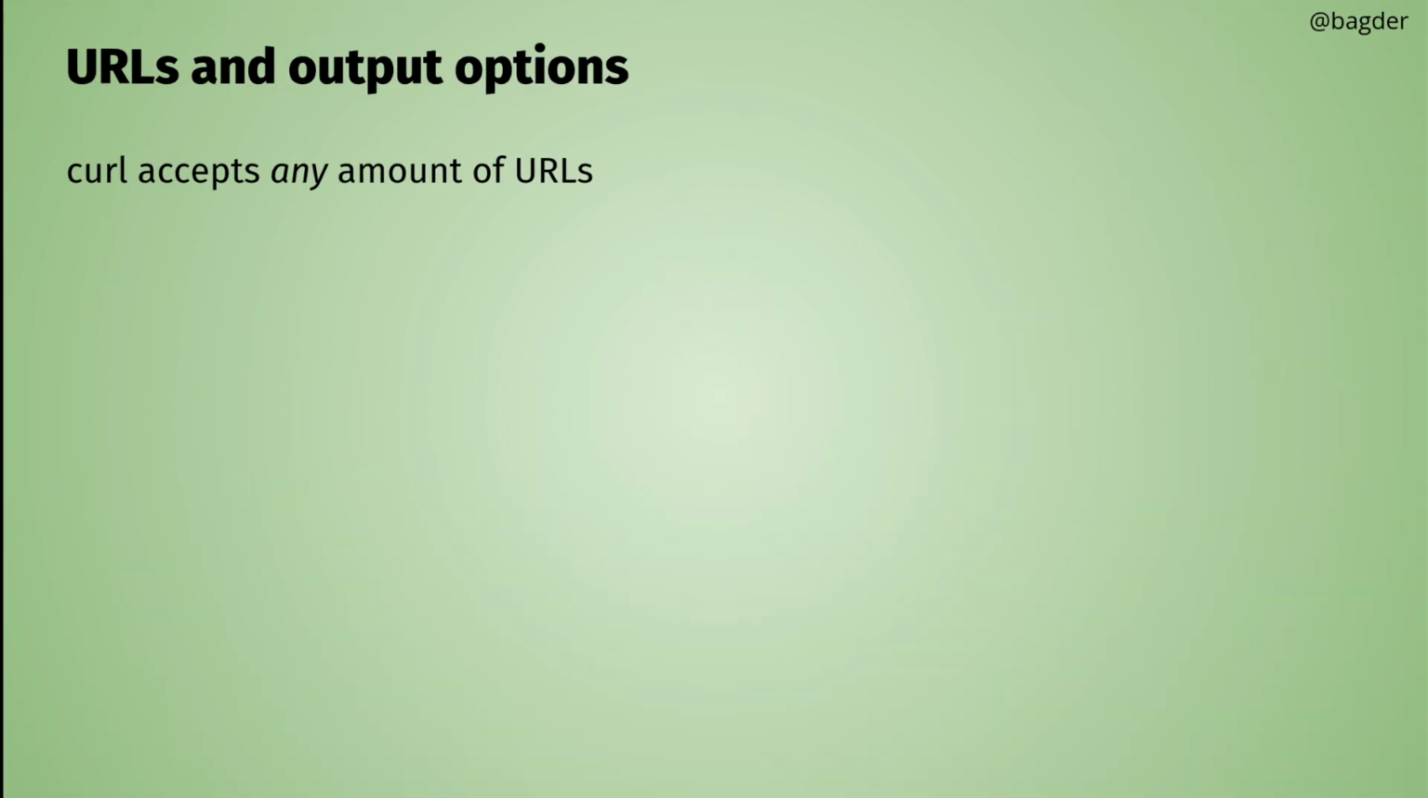Anyway, so you provide options and URLs to curl, right? Curl and a number of options and a number of URLs. Any amount of URLs. Yes, it really means there's no limit to the number of URLs you can provide to curl. It might be a bit impractical at some point, but it's not up to curl to set that limit. So you can provide however many you manage to.